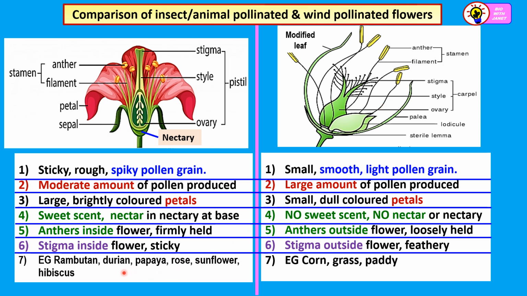So examples of insect-pollinated flowers are the rambutan, durian, papaya, rose, sunflower, and hibiscus flowers. For wind-pollinated flowers, examples are corn, grass, and paddy.